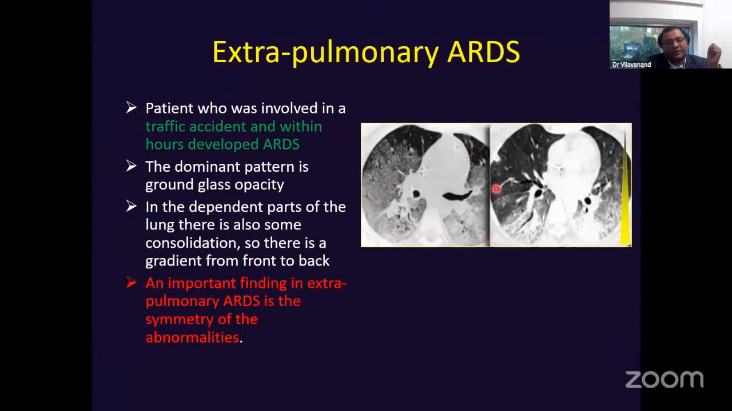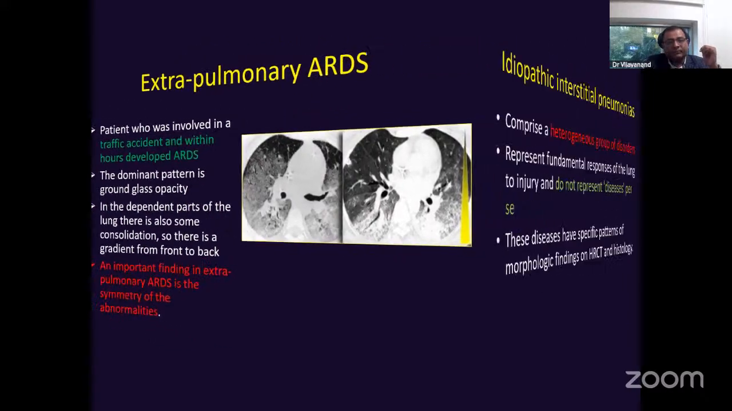Coming to extrapulmonary ARDS, here the patient was involved in a road traffic accident, and you can see diffuse bilateral symmetric ground glass opacities or consolidation-like areas in both lungs. Basically, it's a gradient from top to bottom, with consolidations in the dependent part bilaterally. One of the important findings in extrapulmonary ARDS is the symmetry of abnormalities. Both lungs show similar pathology.